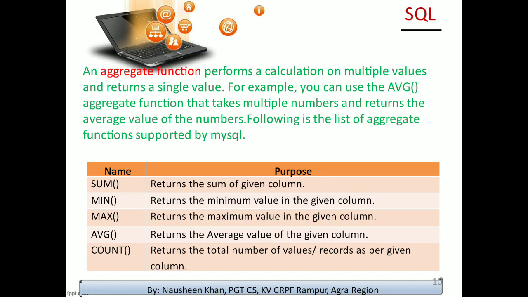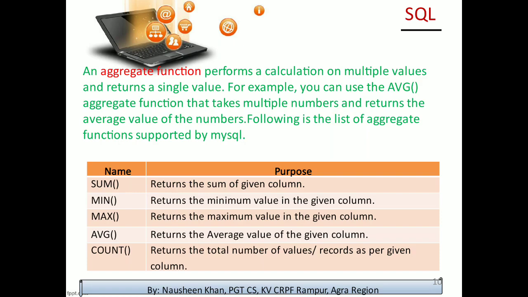as output. Same is for max. It will calculate the maximum value in the given column. It will take multiple values as input, calculate the maximum value and then give only one output, that is the maximum value.